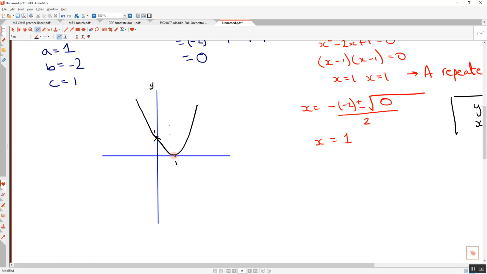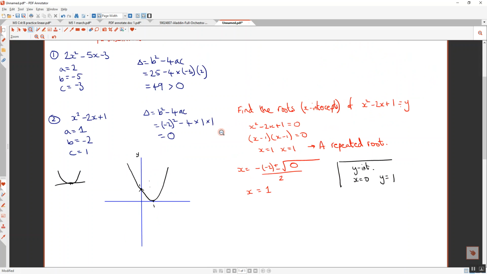Okay, so the graph touches once. Remember, this is going to be a nice smooth curve. It's touching the x-axis at one place. What's the vertex of this one? 1, 0. So the vertex is right at this point as well.